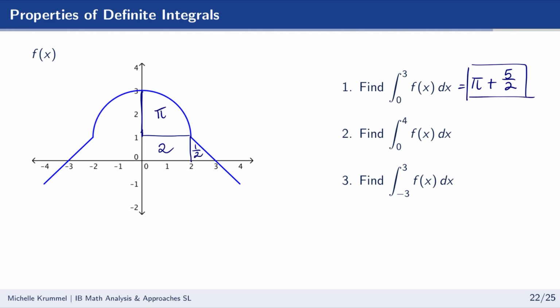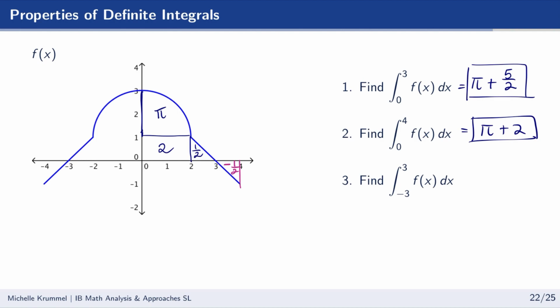Now the next integral goes from 0 to 4. So we already know the area from 0 to 3. The area from 3 to 4 is going to be -1/2. And so this positive 1/2 is going to cancel out with that -1/2 there and just give a net area of 0. So all we're really going to have is the pi and the 2. So pi plus 2.